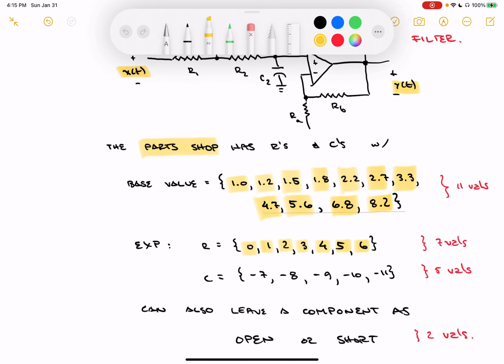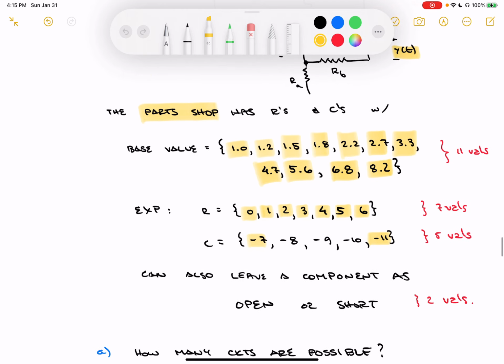Capacitors, no way are you going to get those large values. So you might have 10 to the minus 7 all the way to 10 to the minus 11 farad capacitors as a pretty typical range. We could also take any one of those component slots and leave it open, an open circuit, or we could solder a little short piece of wire in there and make it a short. So there are two different values of that. We have 11 different base values, 7 exponents for resistors, 5 exponents for capacitors, and then 2 additional values for an open or short.